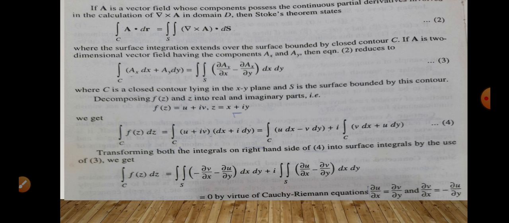So what is the form? On the LHS, A dot dr is Ax dx plus Ay dy, and on the RHS, (del Ay upon del x minus del Ax upon del y) dx dy, where C is a closed contour lying in the xy plane and S is the surface bounded by this contour. Decomposing f(z) and z into real and imaginary parts, f(z) equals u plus iota v, where z equals x plus iota y.